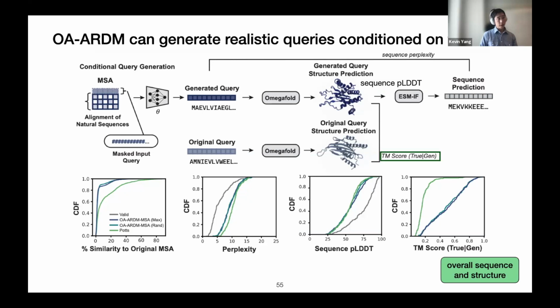We can also look at the TM score between the structural prediction you get with the true query sequence versus the one we generated. And here we see that the Potts model actually does much worse than both of the diffusion models.